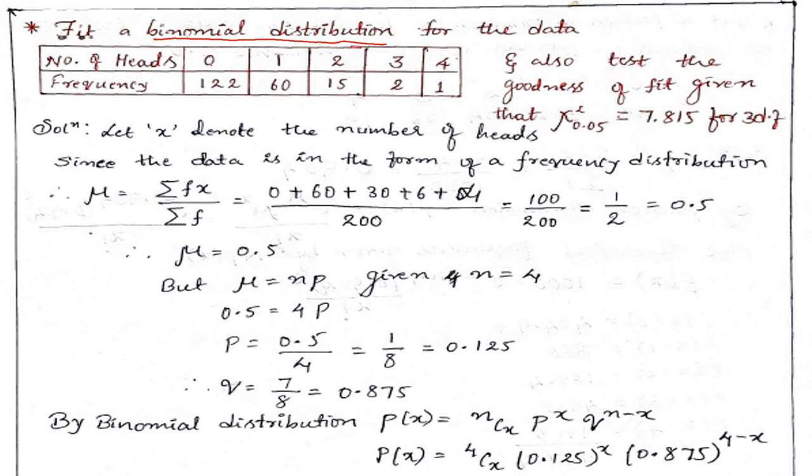Summation fx means just multiply f and x. I will name the number of hits as x. That is what I have defined here. Let x denote the number of hits.